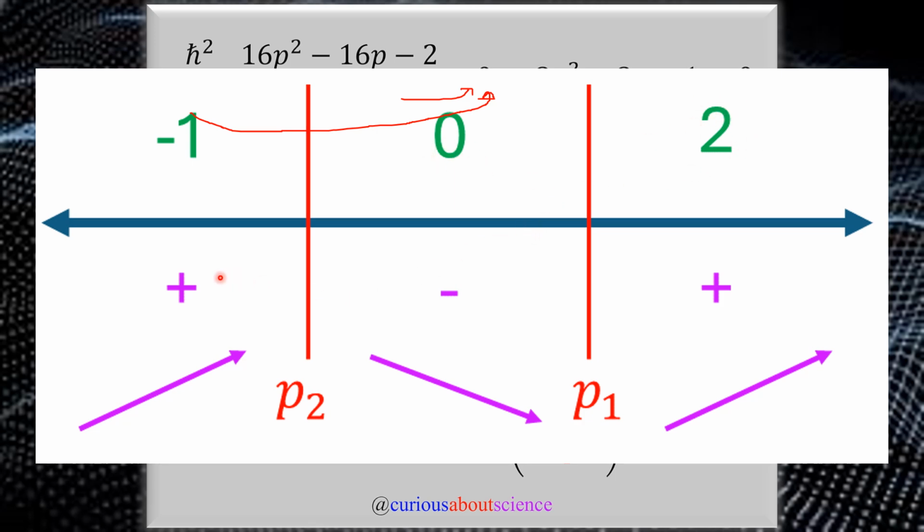Plug in -1 to the derivative, we get a positive. Plug in 0, we get a negative. Plug in 2, we get a positive in the derivative. This tells us that we're increasing, then we go to decreasing, then we go to increasing. If we have increasing to decreasing, we have a mountain here, which means that we have a maximum. We don't want that. Decreasing to increasing, we have a valley, so we have a minimum.